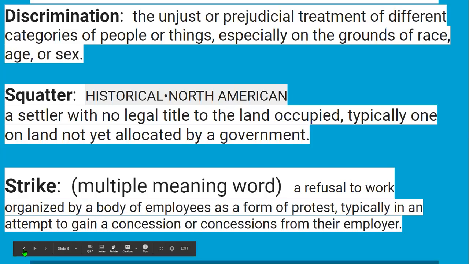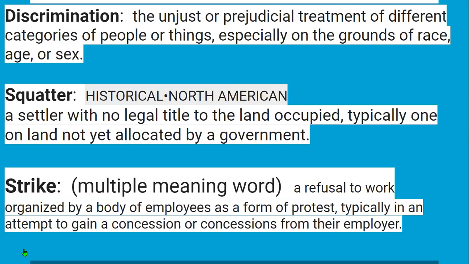Okay, so discrimination: the unjust or prejudicial treatment of different categories of people or things, especially on the grounds of race, age, or sex. Squatters. When I looked for the definition, this particular definition said historical. It says a settler with no legal title to the land occupied, typically one on land not yet allocated by a government. Now, that obviously is the definition from a historical point of view, but I know we still use that word squatter now.